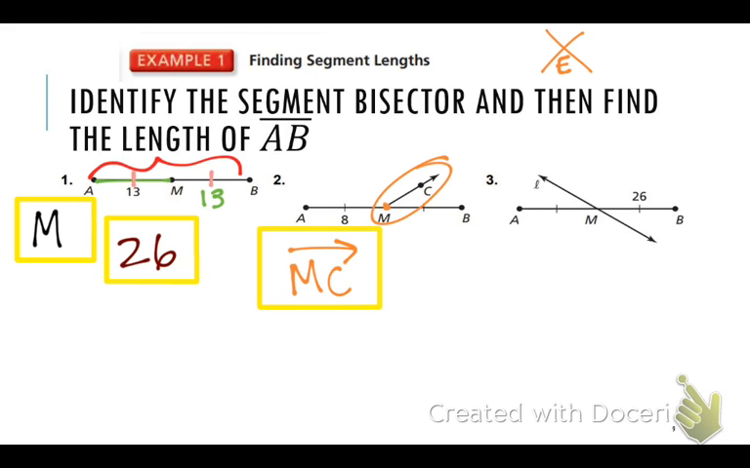All right, and then the length of AM is 8. So then what's the length of BM? 8. So the length of the full line is 16.